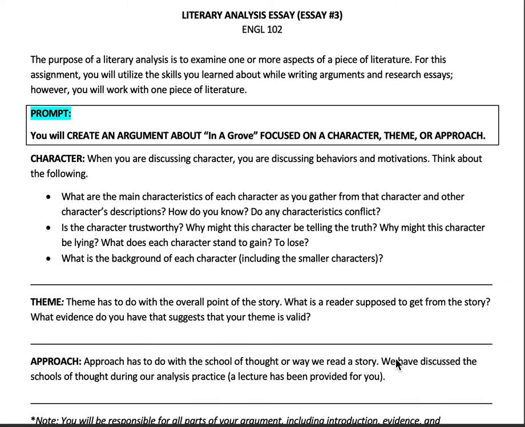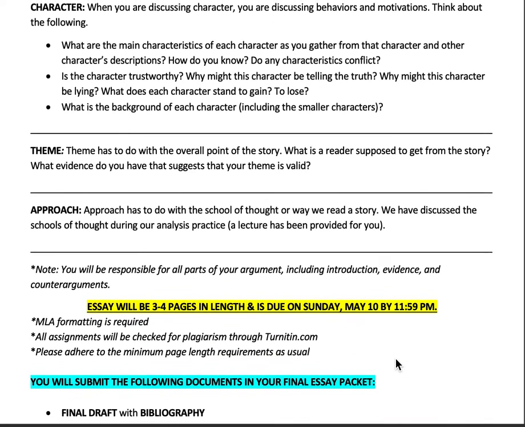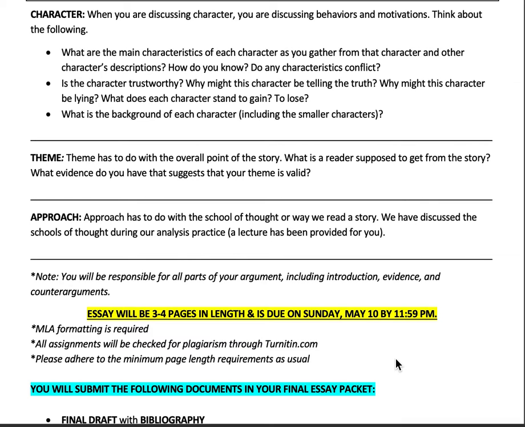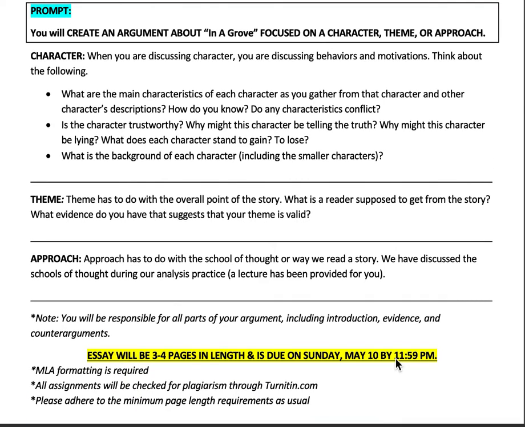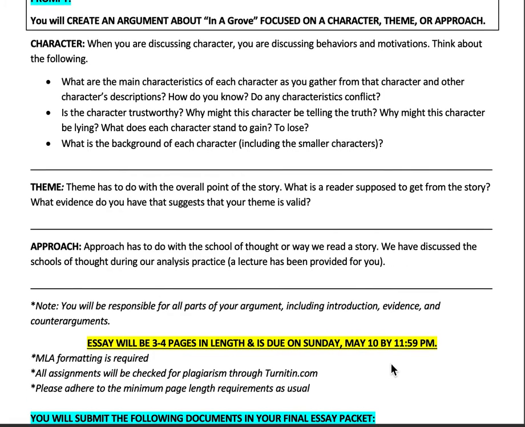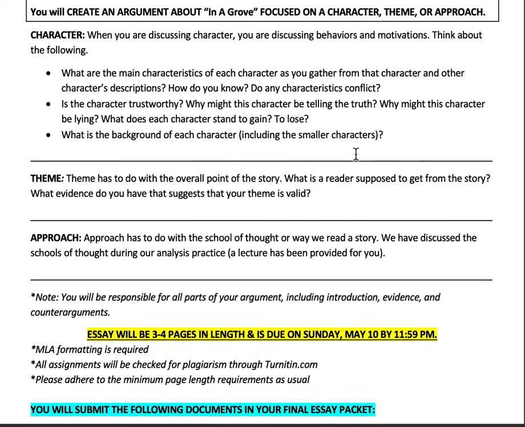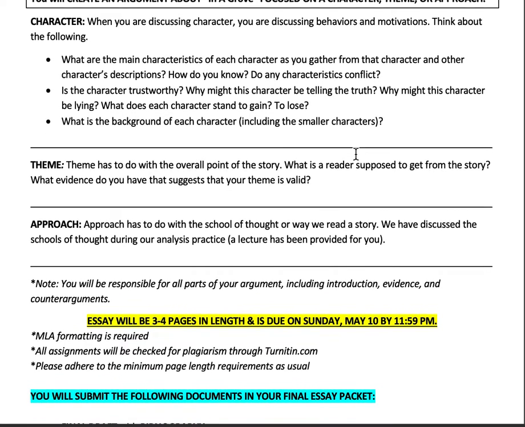So for this assignment, you're basically taking some of the skills that you learned about writing arguments and applying that to analyzing a piece of literature. So you're going to create an argument about either a character, a theme, or what we call an approach within the story In a Grove. When you're discussing a character, a theme, or approach, there's a couple things you can think about. And like I said, you're going to choose one of these three things. You're not doing all of them, just one. And we're going to talk about these different things.